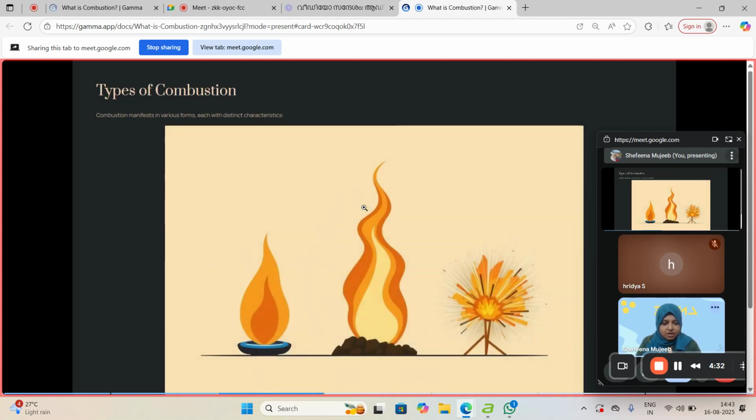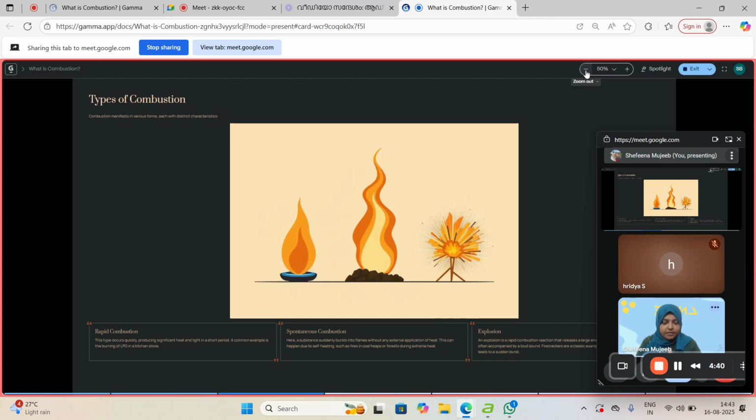Types of combustion. We can see that three types of combustion, that is rapid combustion, spontaneous combustion, and explosion. The best example of a rapid combustion is our LPG gas stove. We are taking a lighter or a matchbox and giving heat to the burner, and then it starts to burn or ignite and to produce the flame and heat energy.